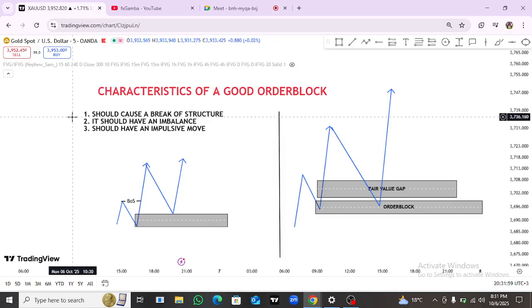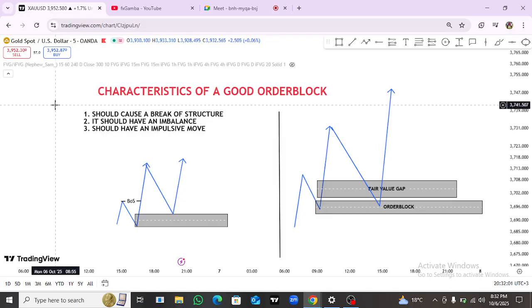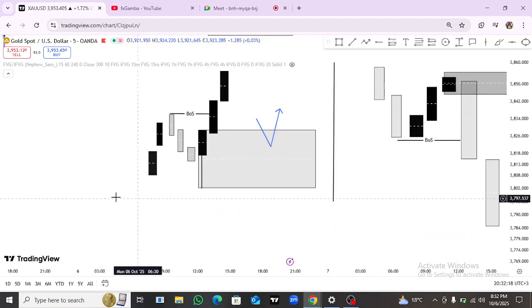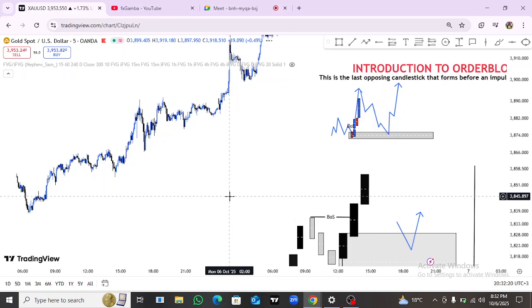I think I'm done with the theory part, unless you have any question. Yeah, there are some other structures like mitigation block. Are we going to cover breaker blocks? Breaker blocks, no, we shall not cover that because we shall never apply it in our setup. Good, no problem. I'm teaching you what has worked for me, unless you want to learn everything. No.